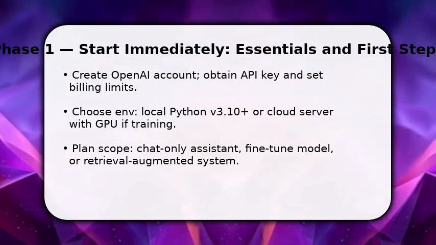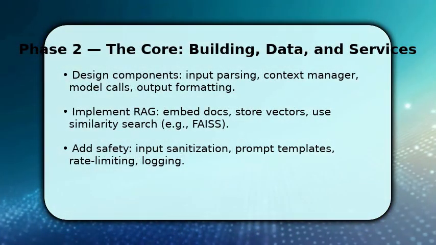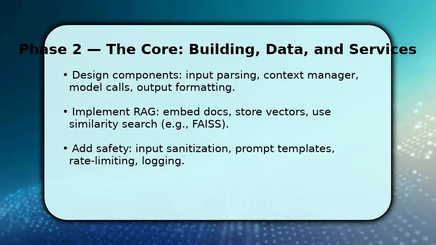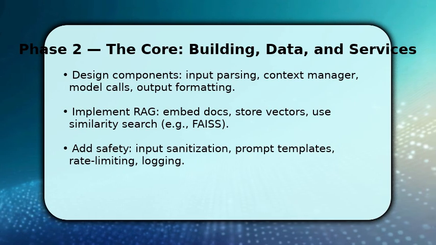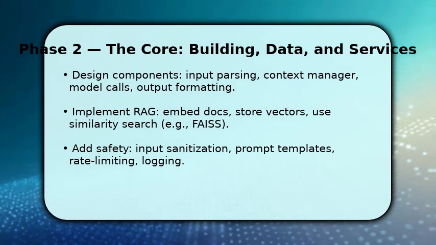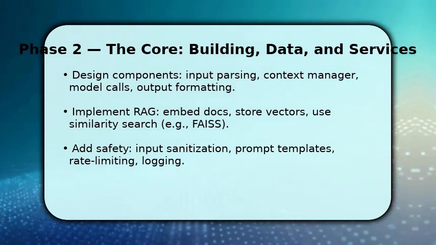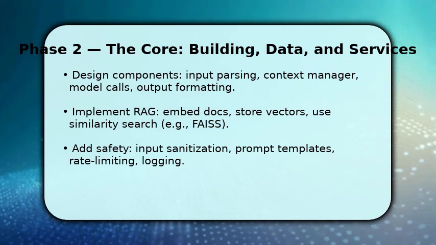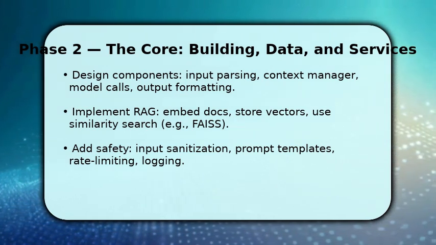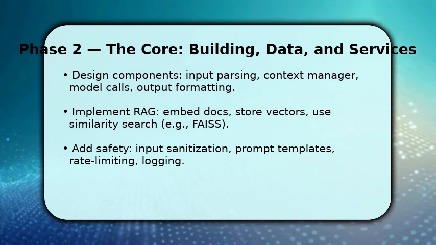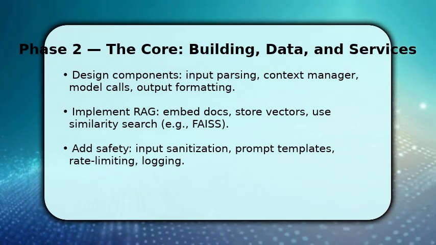Once your basic connection works, assemble the core architecture: a parser that normalizes user input, a context manager that maintains conversational state, and a module that calls the ChatGPT API with templated prompts. Implement retrieval-augmented generation by embedding your knowledge base and using FAISS or similar for semantic search.